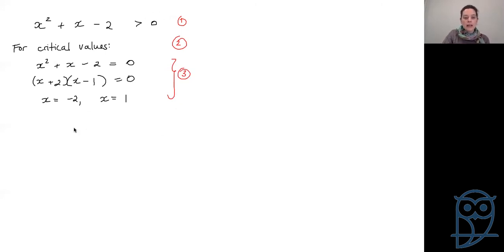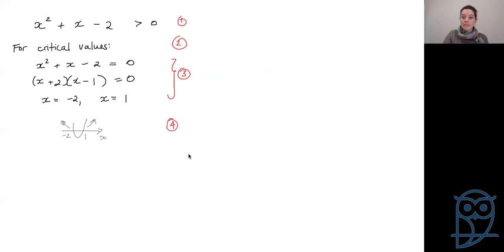Then comes our mini sketch. So pencil, x-axis, quadratic, minus 2 and 1. Now we also want to mark on this mini sketch which are the zones that we want. We've got happy quadratic is bigger than 0, so we want the 2 zones that are above the x-axis. So that then was step 4.